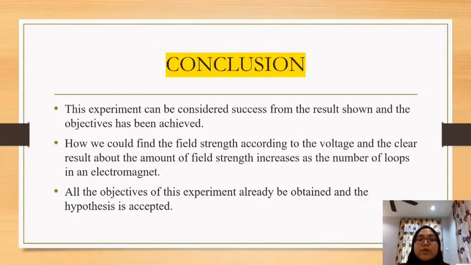So here is the conclusion. This experiment can be considered a success from the results shown and the objectives that we achieved: how we could find the field strength according to the voltage, and the clear result that the field strength increases as the number of loops in an electromagnet increases. All the objectives of this experiment have been obtained and the hypothesis is accepted.